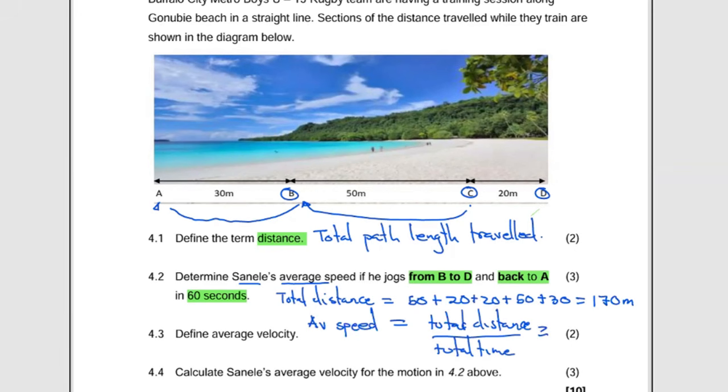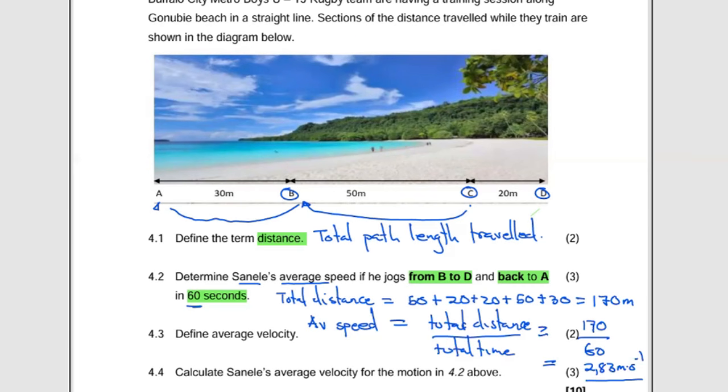This is equivalent to: my total distance, we already calculated it, is 170, divided by the time it took, which was 60 seconds. Therefore, 170 divided by 60, I'm going to get a value of 2.83. The units of measurement are meters per second, right? That's how we calculate our average speed.